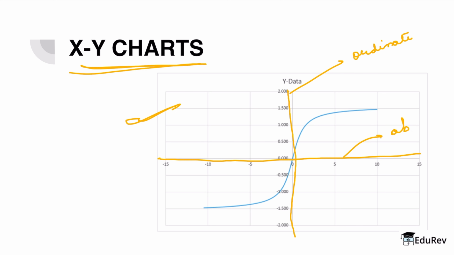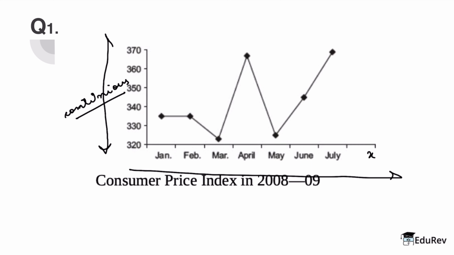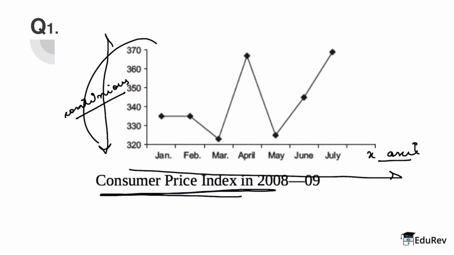So this is the first question and this is the graph which is given. What does the graph show? This is my y-axis and this is my x-axis. My y-axis here is continuous, whereas the x-axis is discrete, correct? Now this represents the consumer price index. So this is my consumer price index for 2008 to 9, correct? This is the curve which is given. So we understood what the graph is.